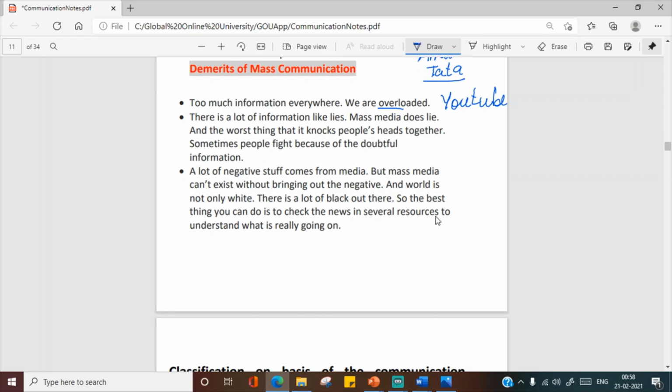There is a lot of information like lies. Mass media does lie. We know that, like you have heard about tabloid journalism. So what it is, when sensational news related to celebrities, sports, all these, they put so much of mirchi masala in the news so that your news sells more.